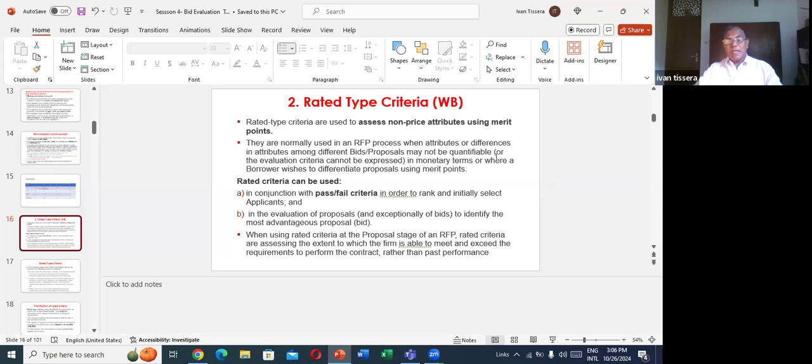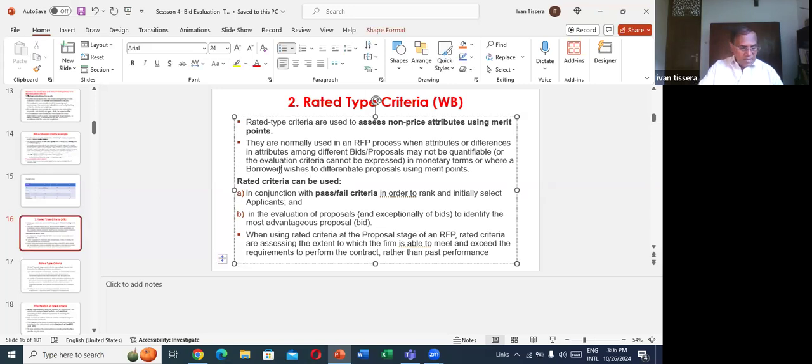That means merit. Or the evaluation criteria cannot be expressed in monetary terms, or where a borrower wishes, borrower means a PE. Here always think this is the World Bank one now. So borrower means procurement entity wishes to differentiate proposals using merit points. Rated criteria can be used in conjunction with pass-fail criteria.